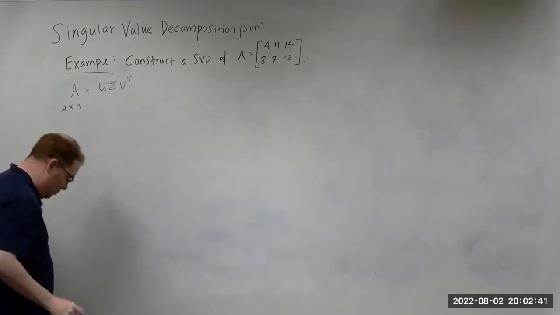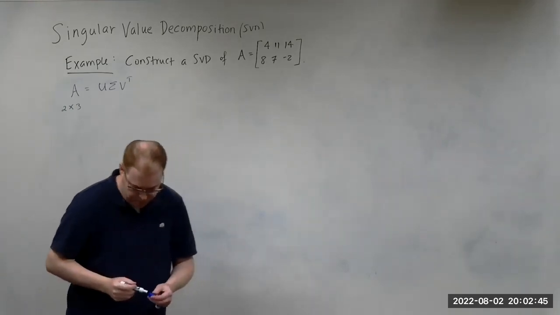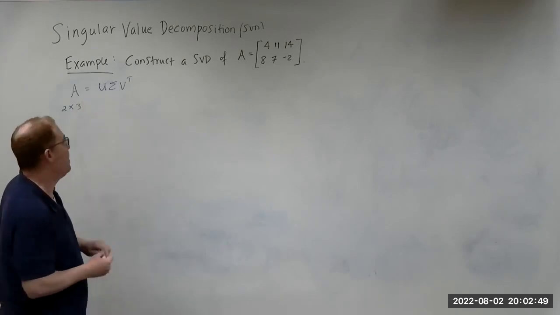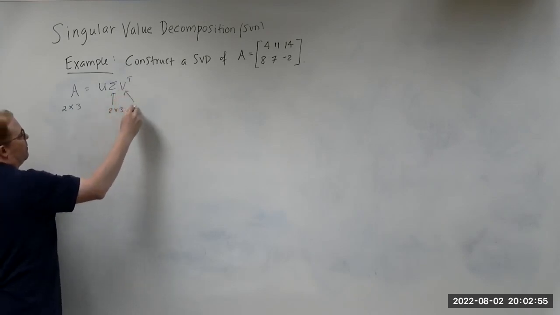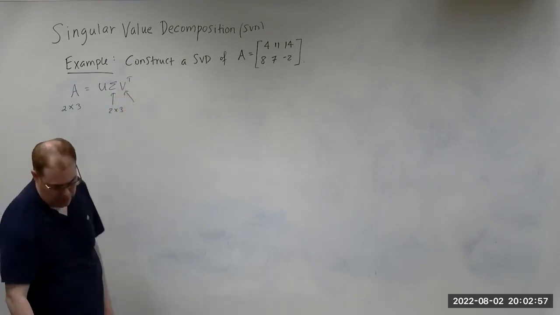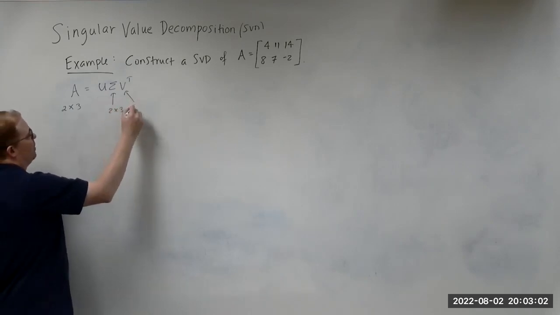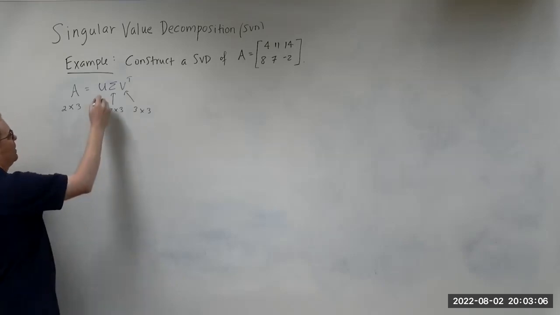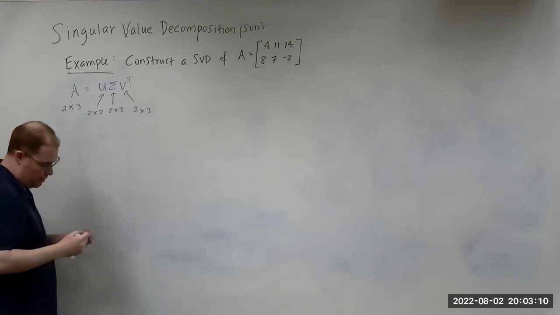Okay. And so a general rule of thumb is that this matrix A and sigma have to be the same size. So this is 2 by 3. So remember that U and V have to be square, right? Definitely. So V is 3 by 3, and then U, in order for this to work, has to be 2 by 2.